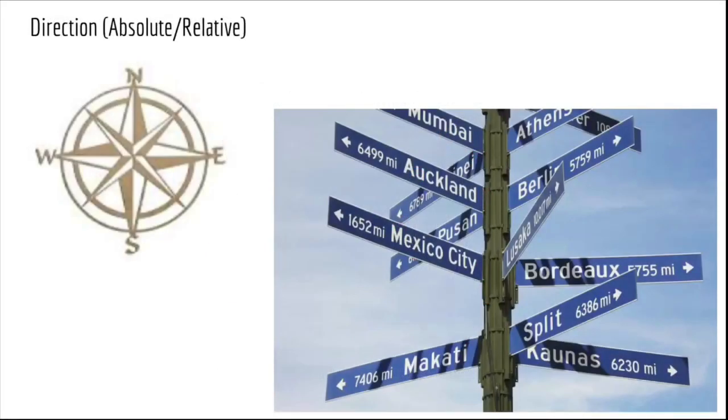So direction. There are also two types here: absolute and relative. Absolute direction is like the exact spot on Earth where something is. So north, south, east, west, where it is. Relative direction is the relationship to another object. So up, down, left, right. So like Mexico City is southwest of New York. So that would be relative direction.